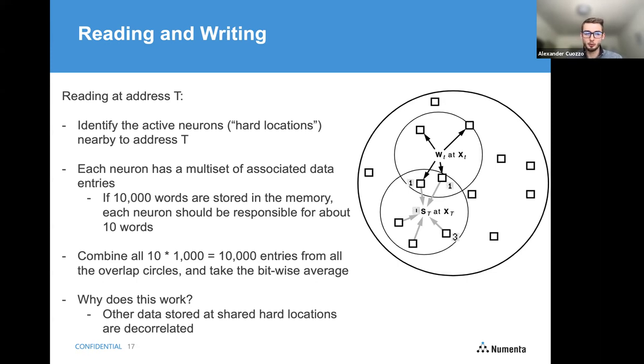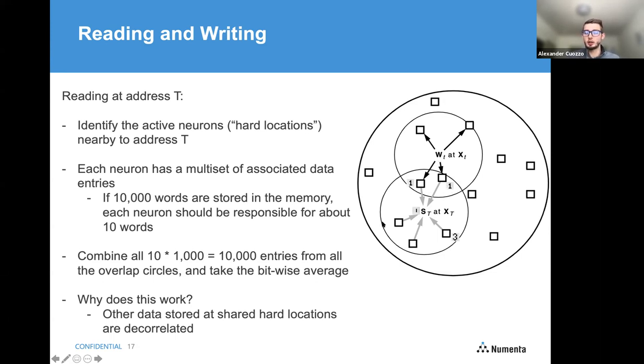That's just a disclaimer there. But I should highlight one of the intuitive reasons why this should work: if you're reading from this location of the corrupted one, then you're going to get some overlap with these neurons that also have the actual data you want to recover.